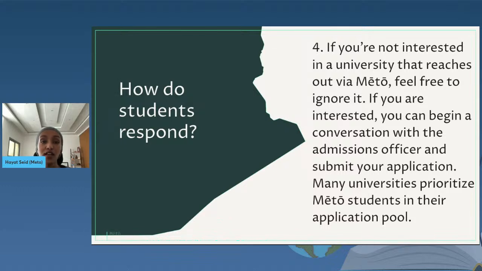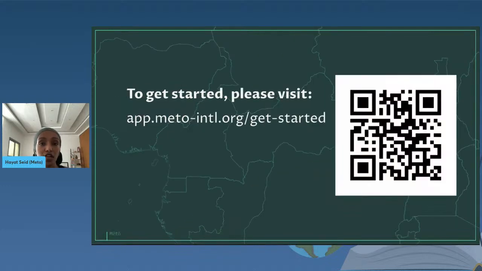If you are in your final years of high school, this is a really great time to create your profile. You can access the Meto platform through this link, or you can scan this QR code. Like I said, the process is quite simple and takes about 10 to 15 minutes to do. For those of you in your final year of high school, this is really a good time to start creating your profiles.